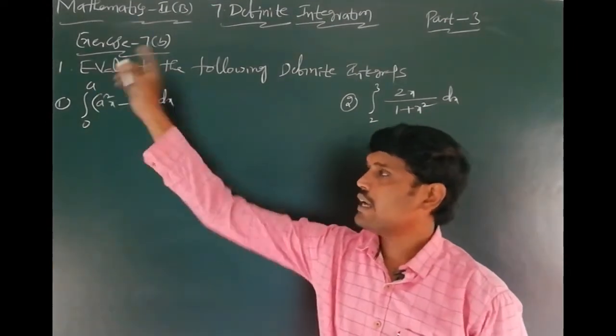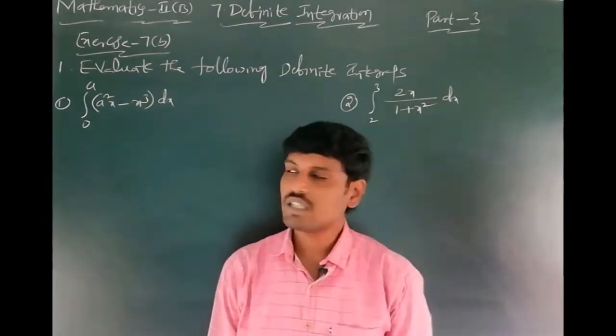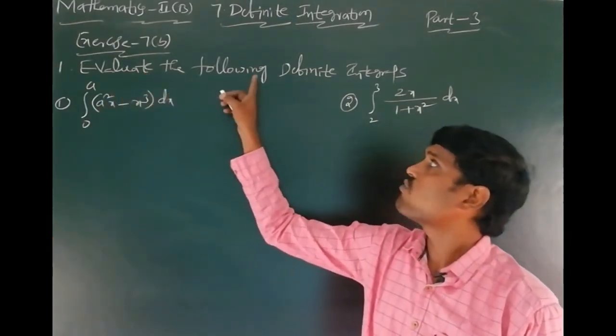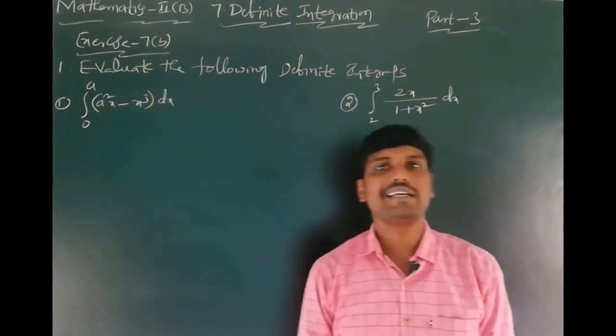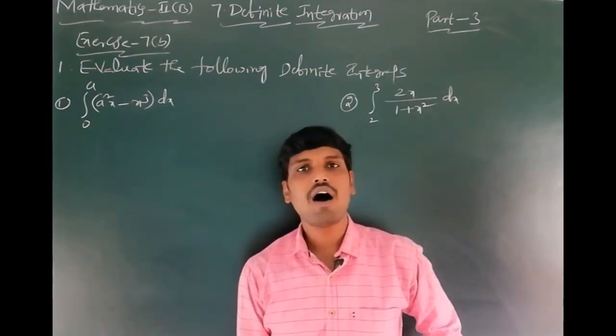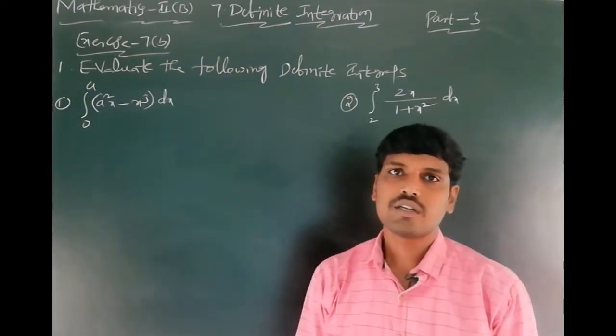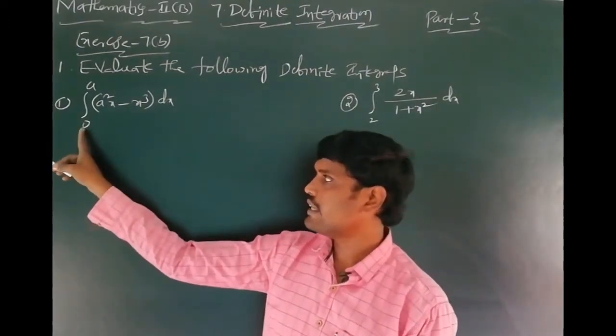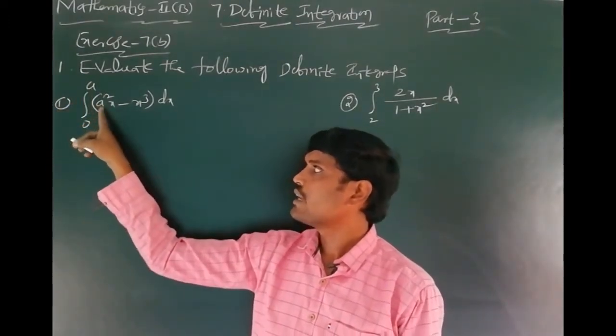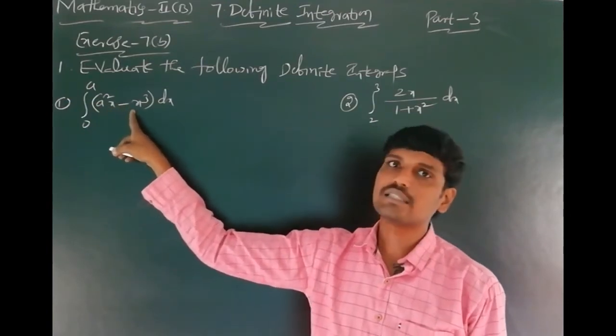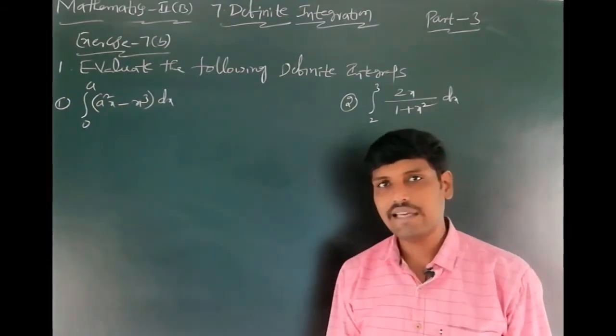Exercise 7b, Roman number 1. What is the question? Evaluate the following definite integrals. This one is the first problem. You can read the first problem: integral 0 to a of (square x minus x cube) dx.